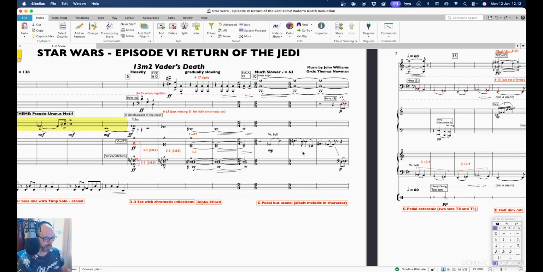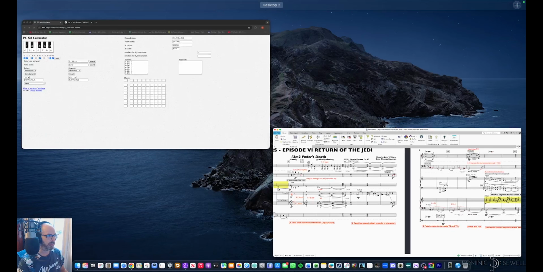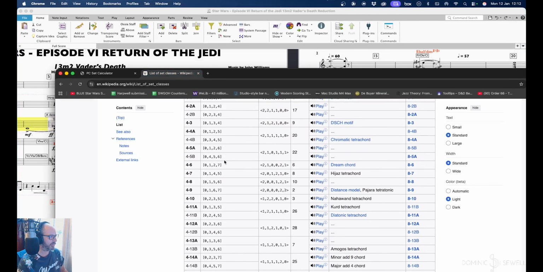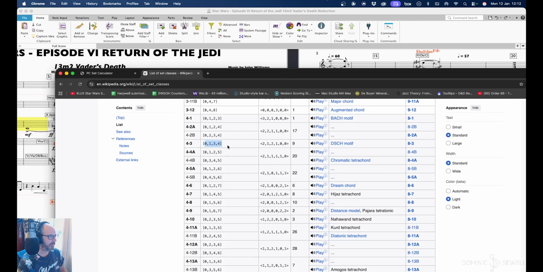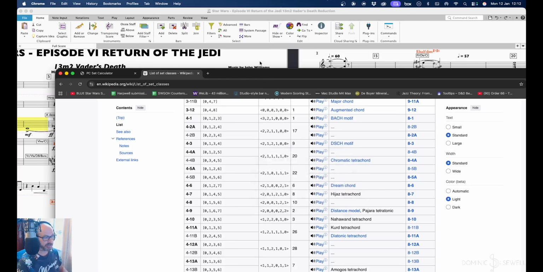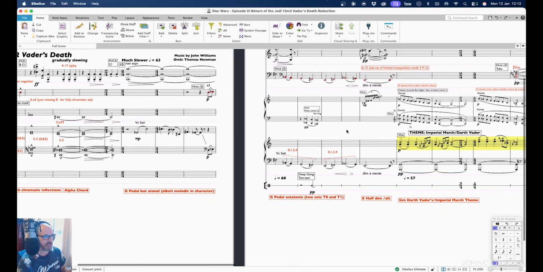And then we have those interesting sort of 0134s. 0134 being this set here. I think it's 4-3, 0134. Here we go, which is a sort of DSCH motive. Often it's associated with the octatonic scale, although it does appear in other scales as well. So there is an instance of that, with a little bit of counterpoint as well.